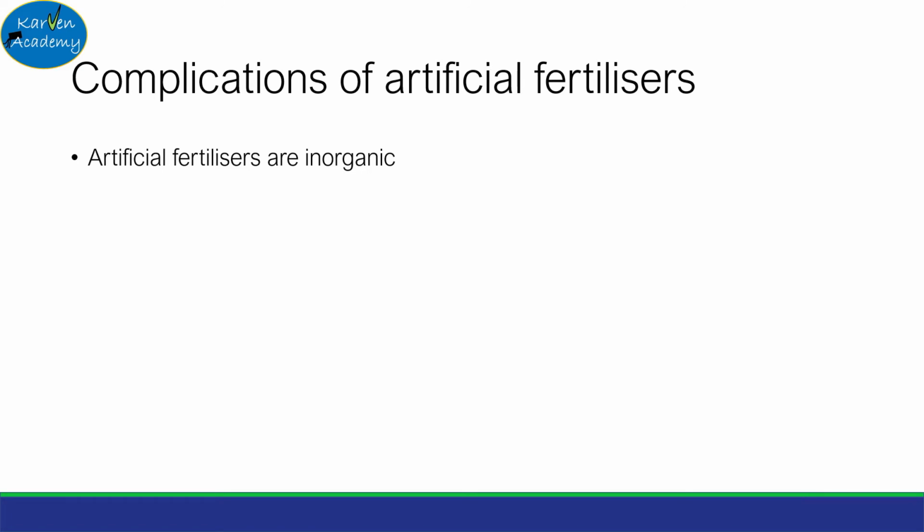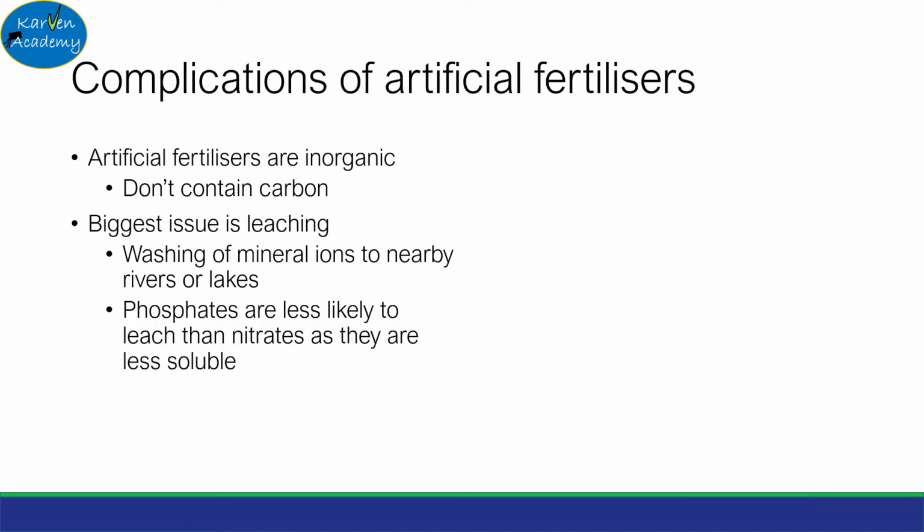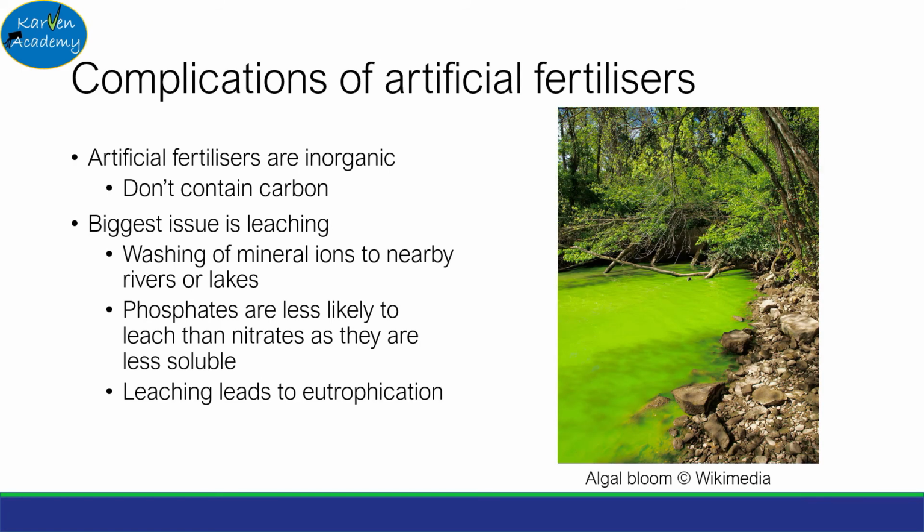Alright, let's look at the complications of using artificial fertilizers. Artificial fertilizers are inorganic, that is, they don't contain carbon. The biggest issue that arises is leaching of these fertilizers. Leaching is the washing of mineral ions to nearby rivers and lakes. A point to note is that phosphate ions are less likely to leach compared to nitrates, as they are less soluble in water. The washing away of mineral ions leads to eutrophication.